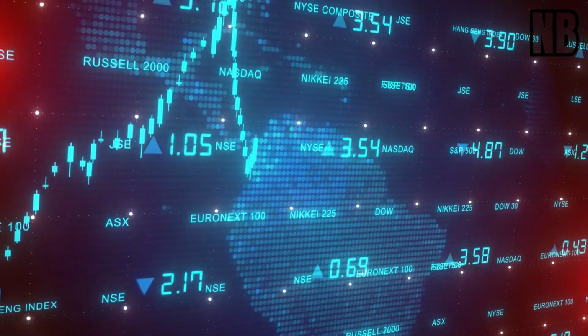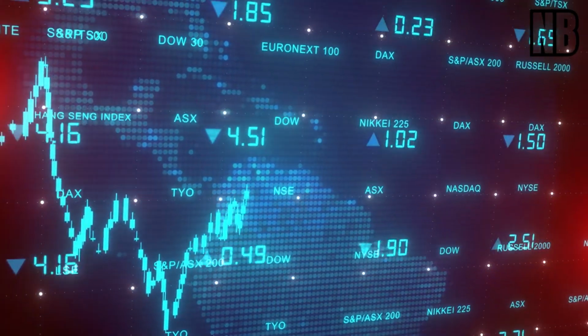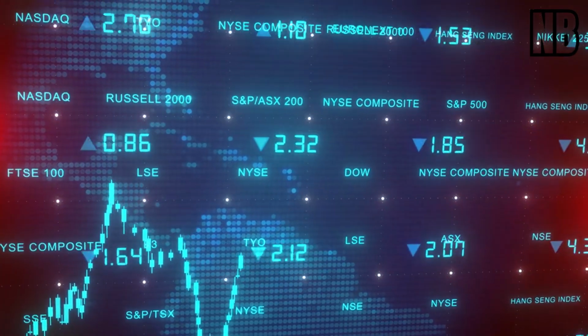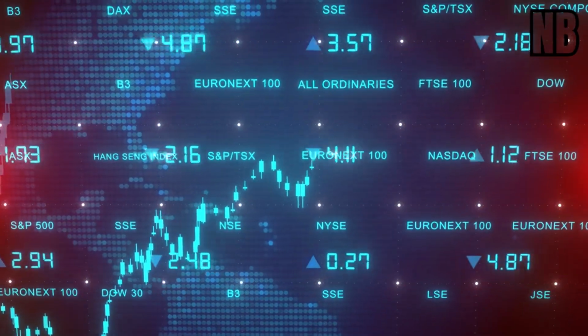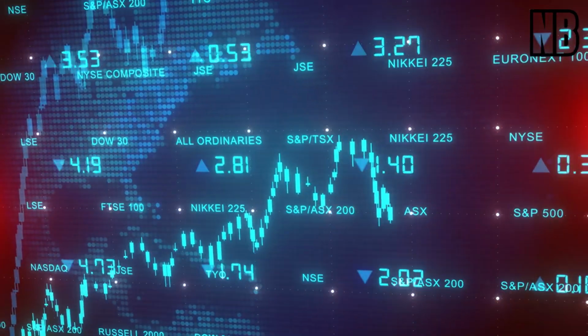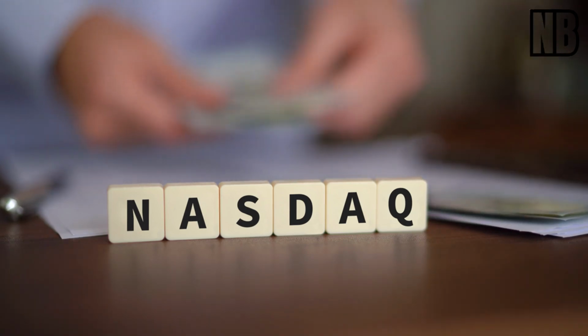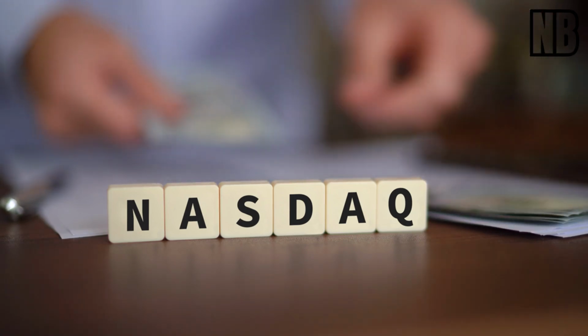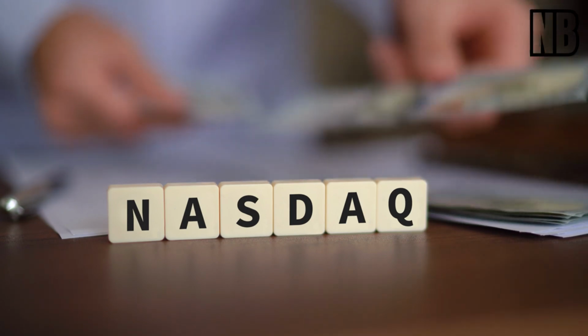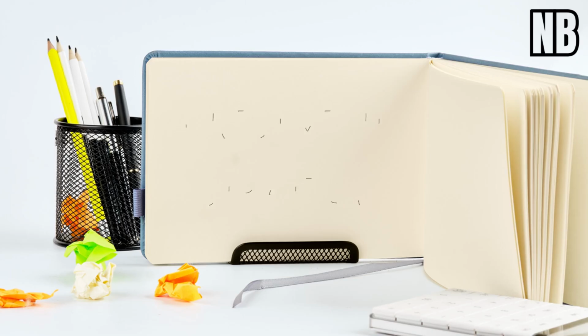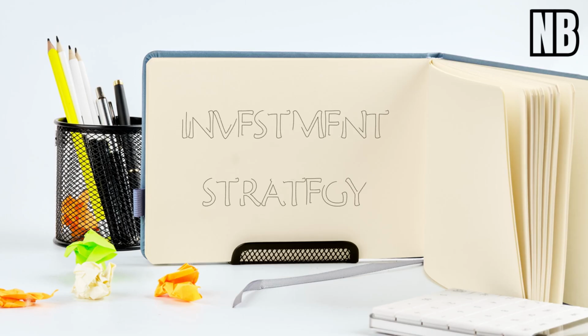Regularly rebalance your portfolio. Inflation and economic conditions change over time, so it's important to regularly review and rebalance your portfolio. Adjust your asset allocation to ensure that your investments remain aligned with your financial goals and risk tolerance. Case studies of effective investment strategies.